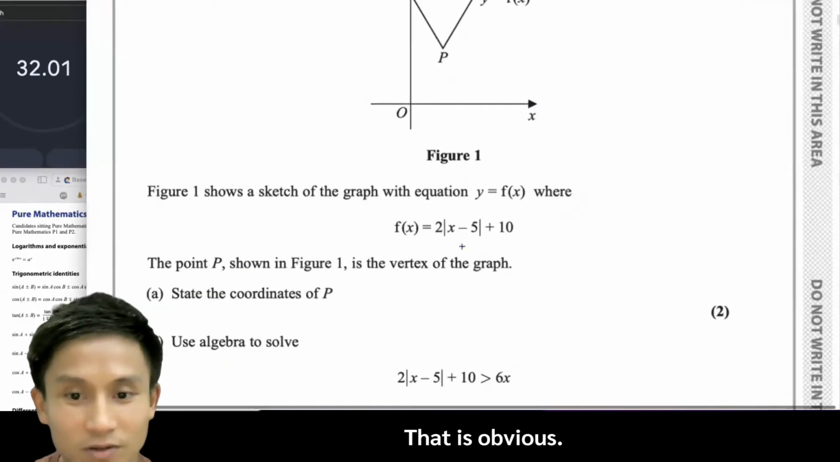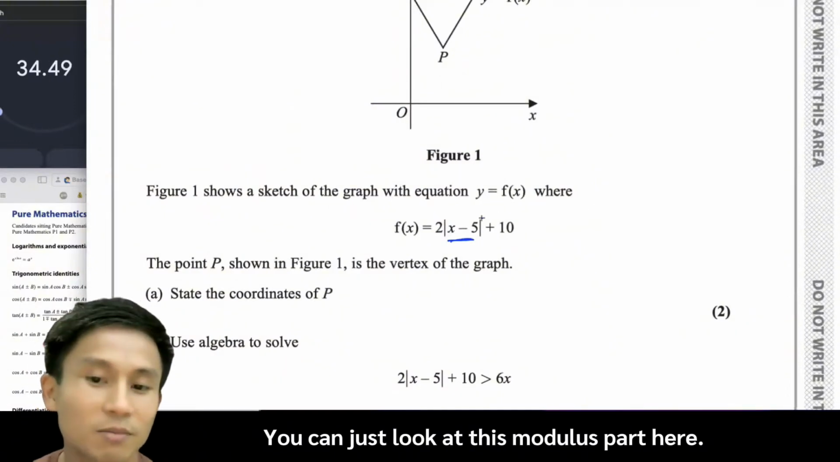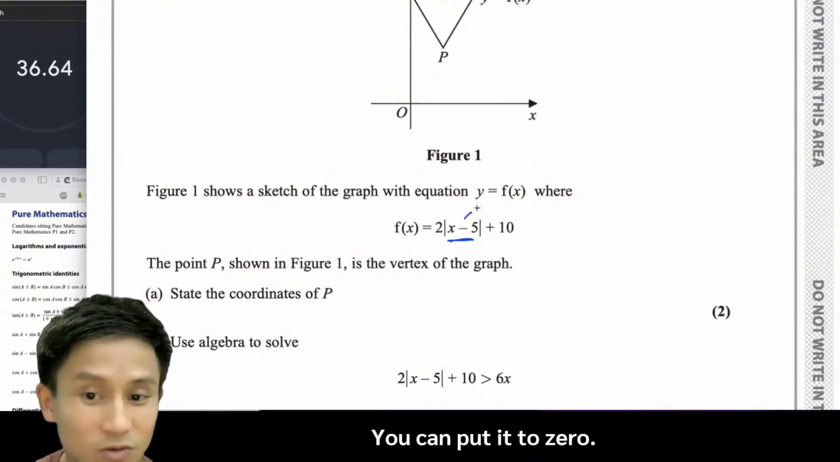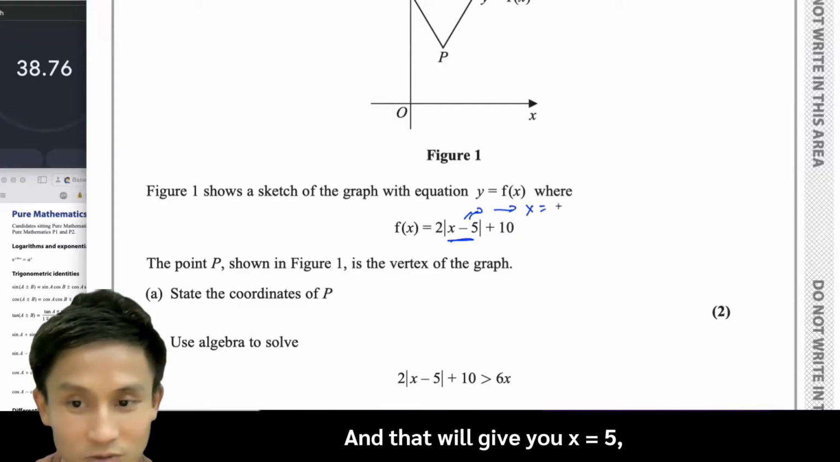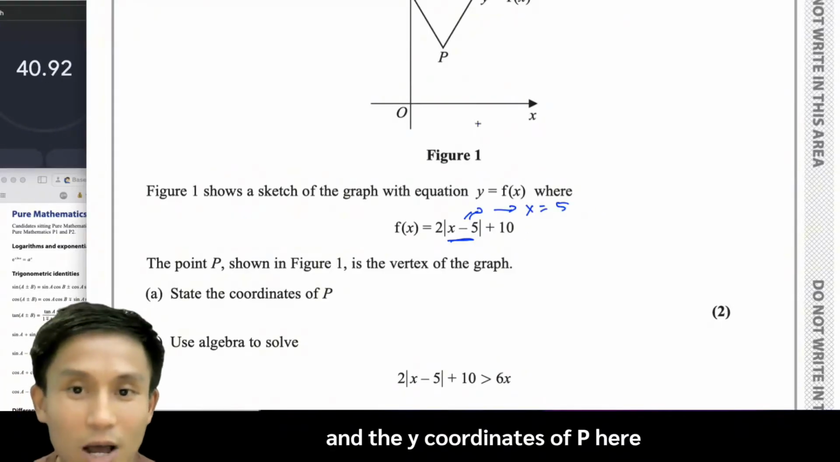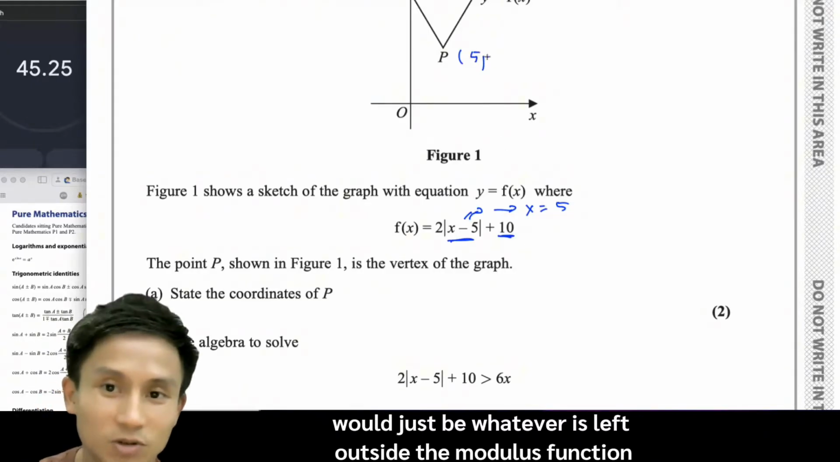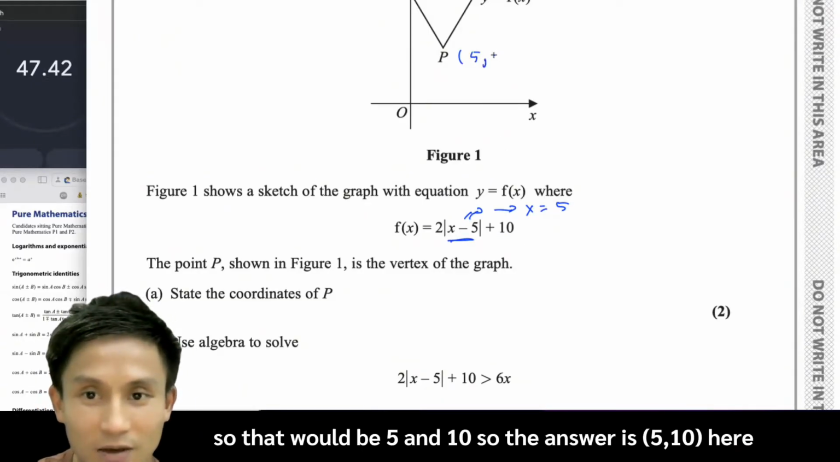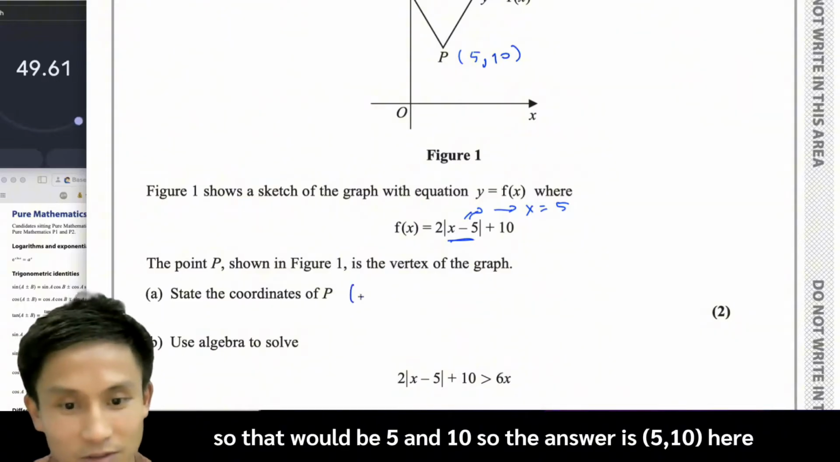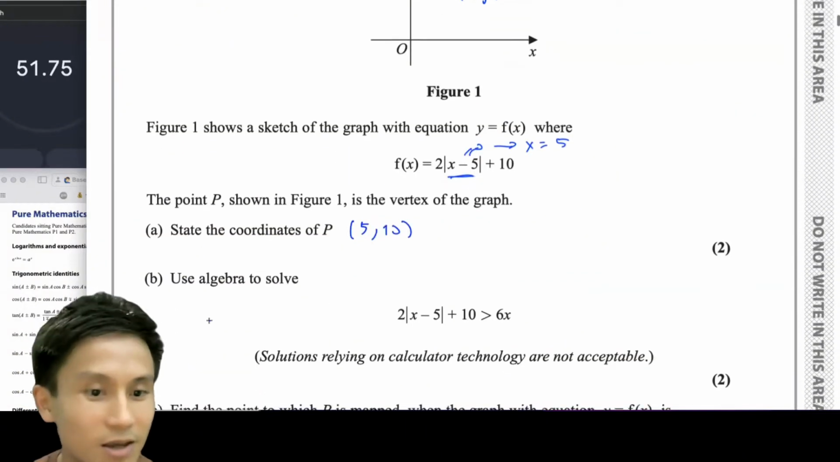Well, that is obvious. You can just look at this modulus part here. You can put it to 0, and that will give you x equals 5. And the y coordinate of P would just be whatever is left outside the modulus function. So that would be 5 and 10. So the answer is (5, 10) here.